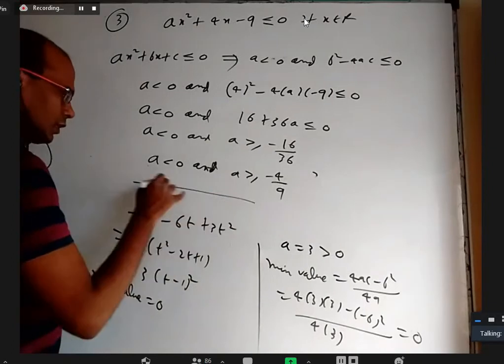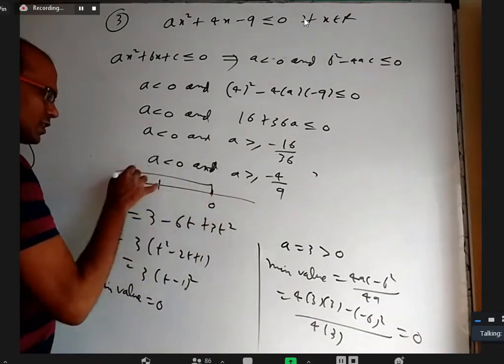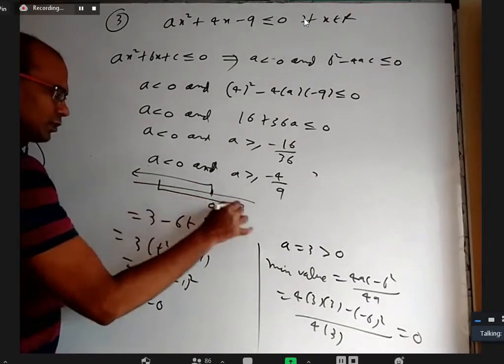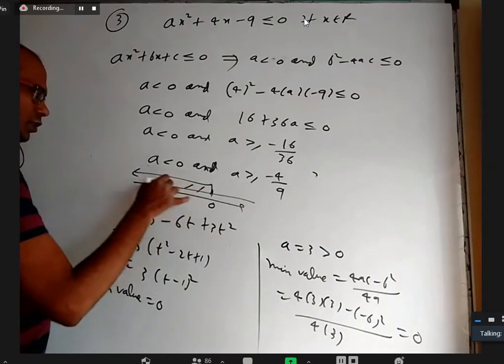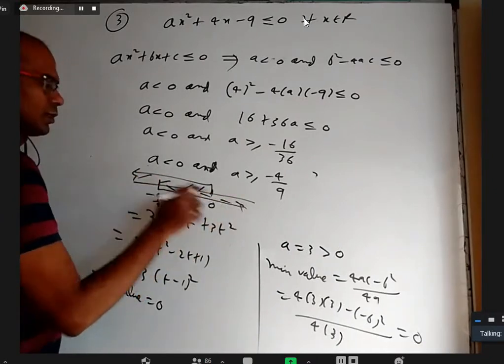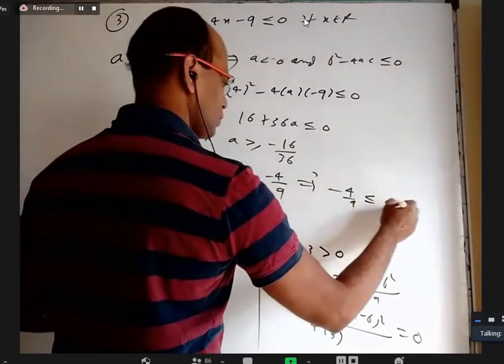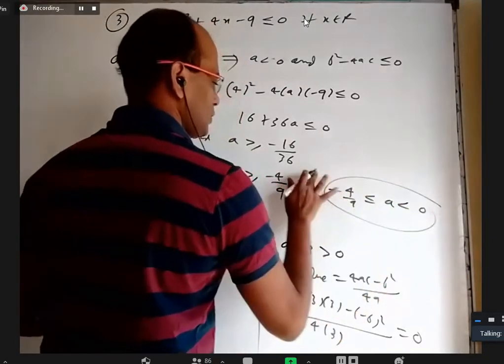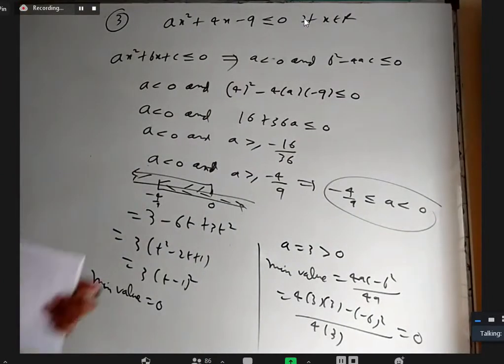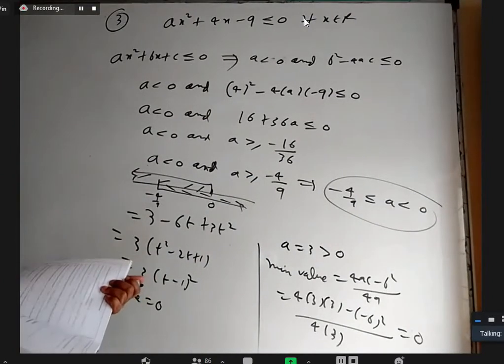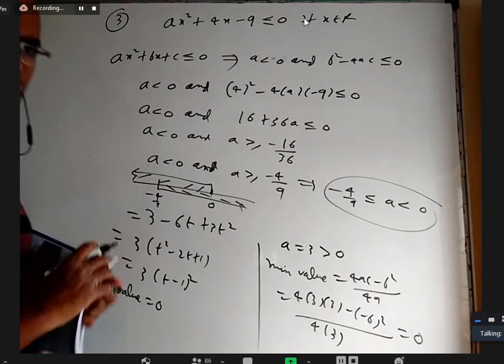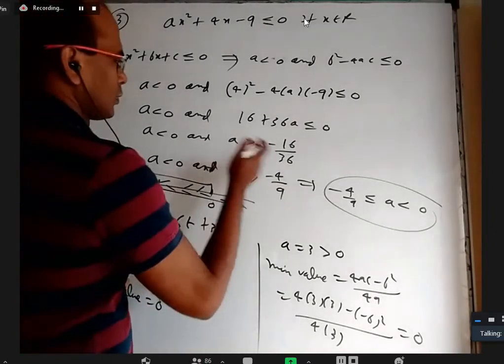If we take a number line, 0 is here, we want less than 0, and minus 4 by 9 here. We want all these values to be between them. This implies minus 4 by 9 less than or equal to a less than 0. This is the complete answer. Sir, it should be a less than or equal to minus 16 by 36. A less than, yeah. Yes, sir.